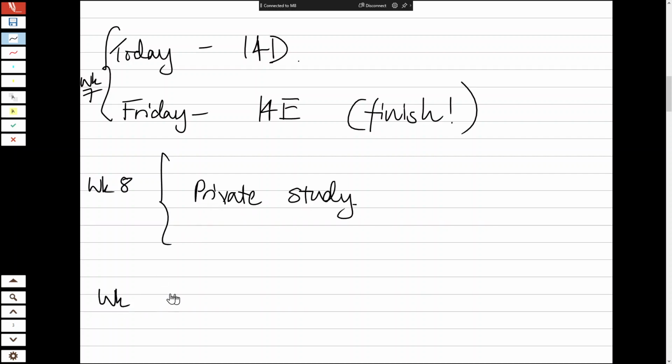And week 9 is the SAC. So the SAC is not being delayed or being brought forward. It'll be Tuesday and Wednesday week 5. So, if there's nothing else, you may now continue with what you were working on. Ideally, you would do 14D today, just so that you don't lose it.